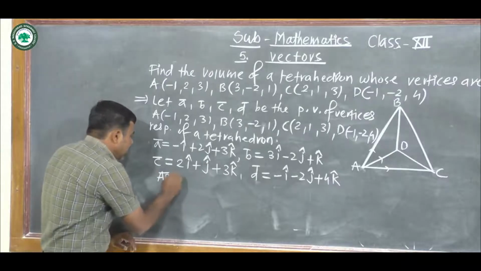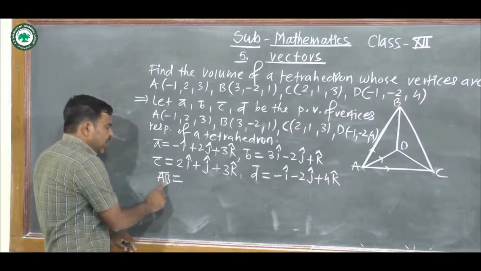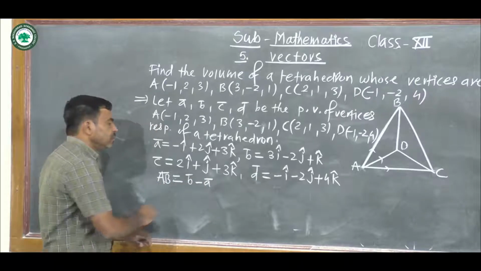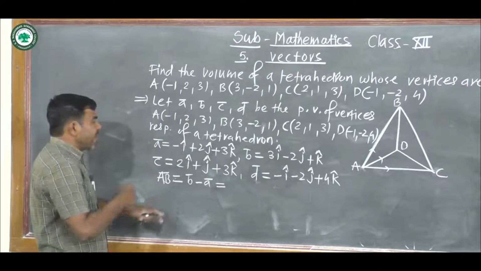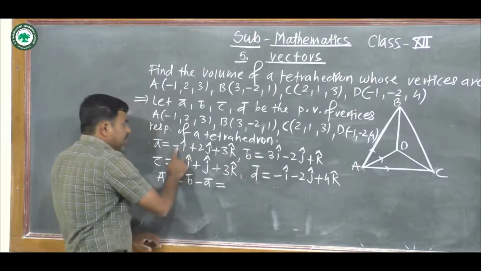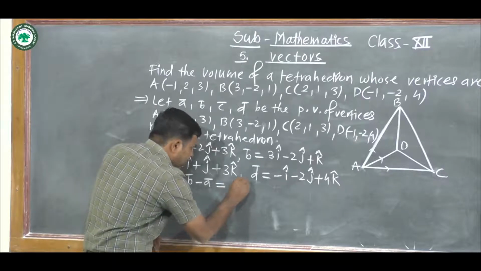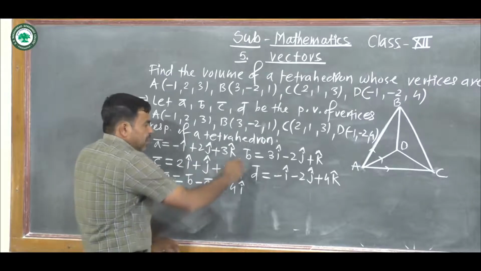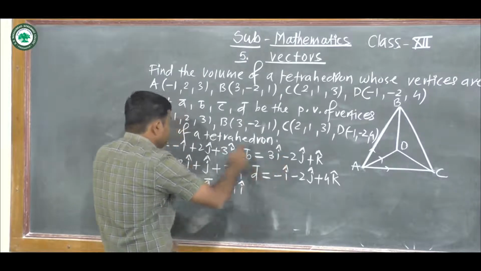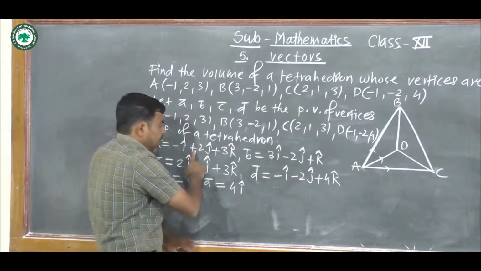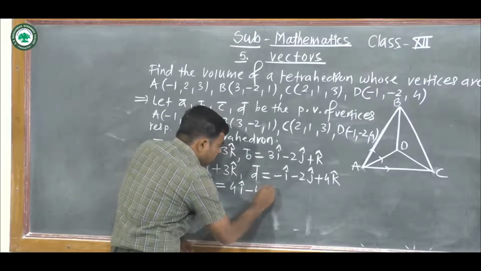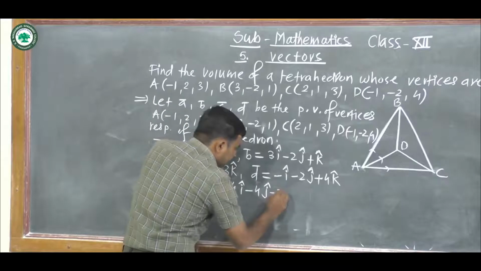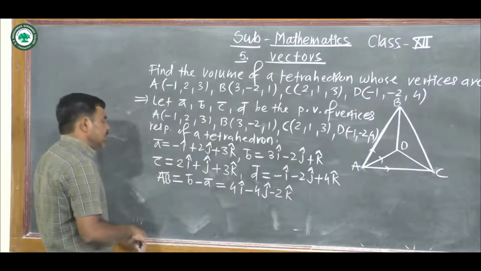Now AB bar is equal to the position vector of point B minus the position vector of point A, that is B bar minus A bar. 3i cap minus minus becomes plus, that is 4i cap. Next, minus 2j cap minus 2j cap, that is minus 4j cap. And k cap minus 3k cap, that is minus 2k cap. This is your AB bar.